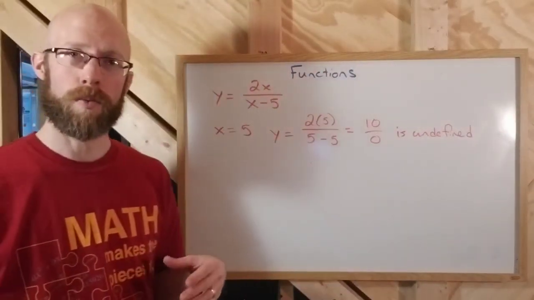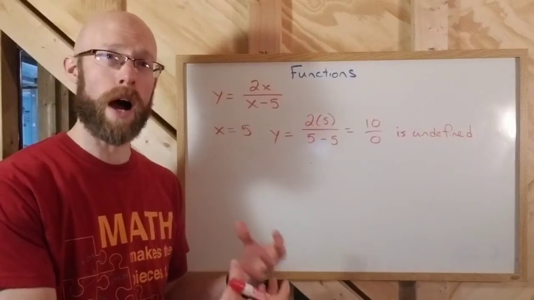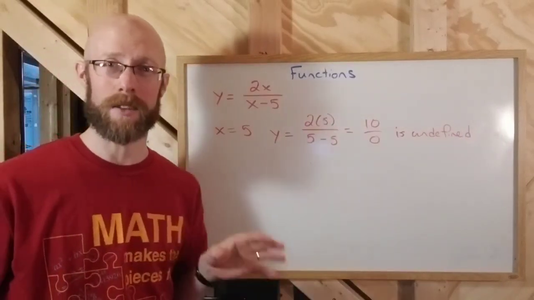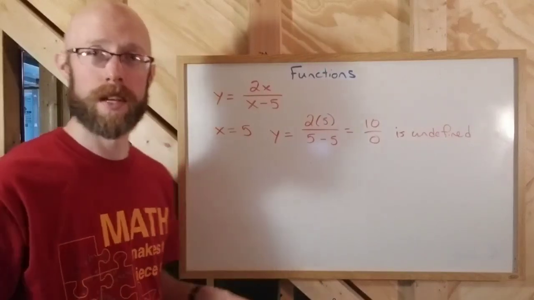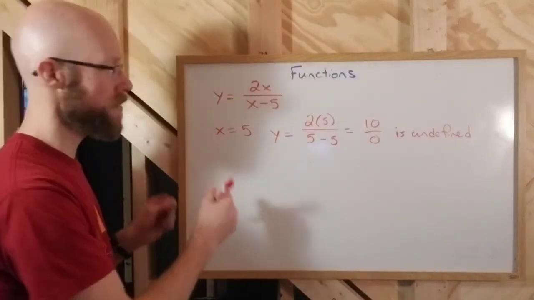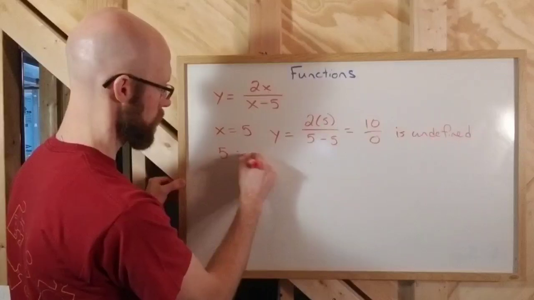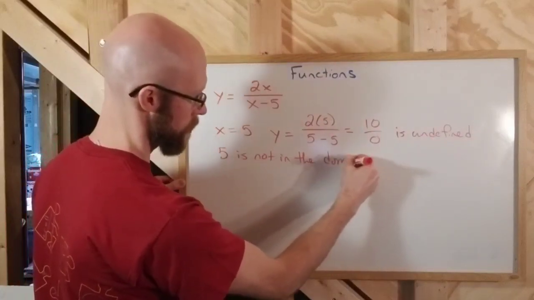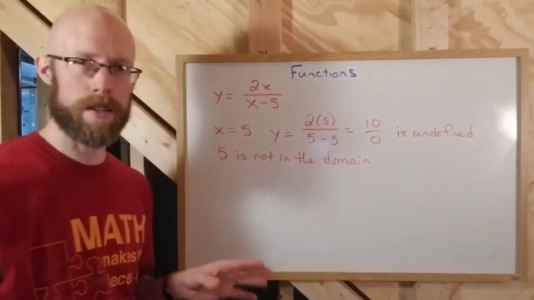And so when that's the case, if there is no output for a given input, that input is not in the domain of the function. Okay, so I would say that 5 is not in the domain. Okay, not in the domain.